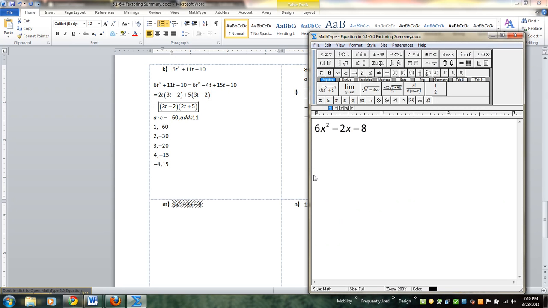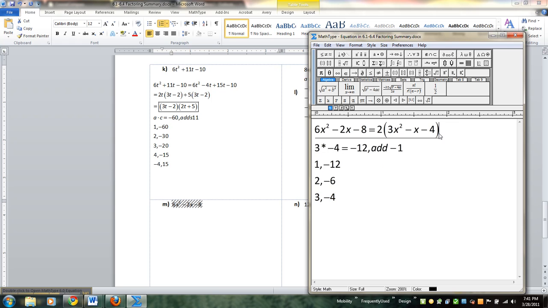What about this one? All right, well, there's a 2 that could come out of this, right? We always want to take our GCFs out if we can. Okay, a times c then is now 3 times negative 4, which is negative 12. So I need to multiply to negative 12, but add up to negative 1. That's 1 and negative 12, 2 and negative 6, nope, 3 and negative 4. Oh, there it is, 3 and negative 4.